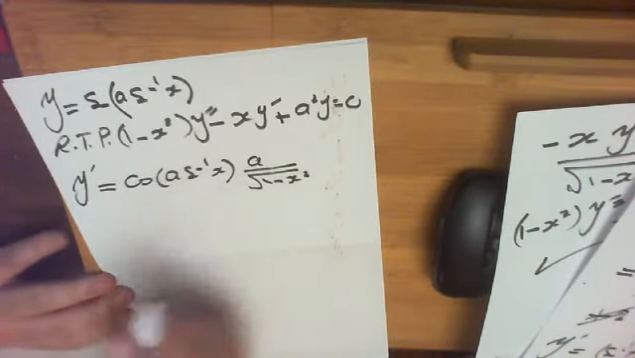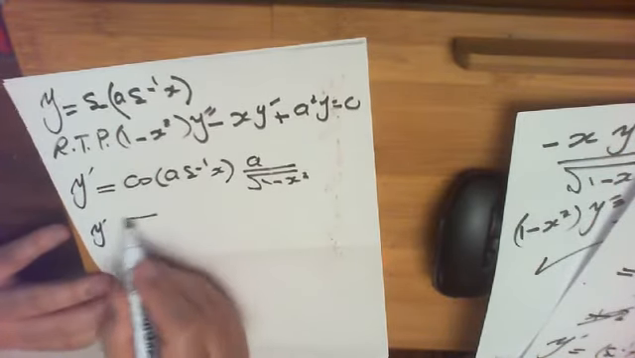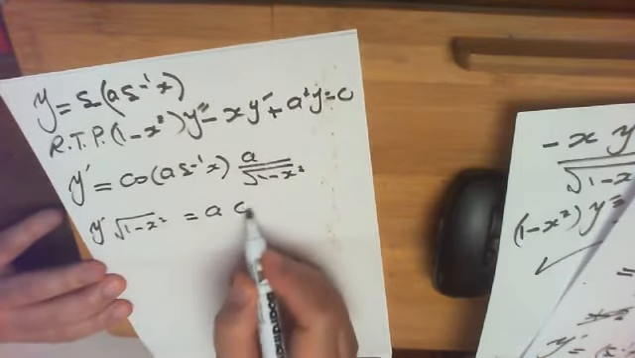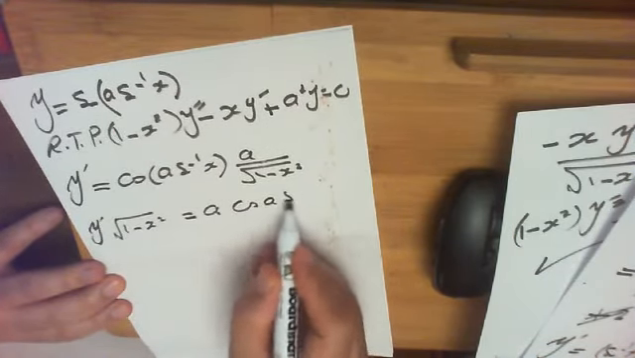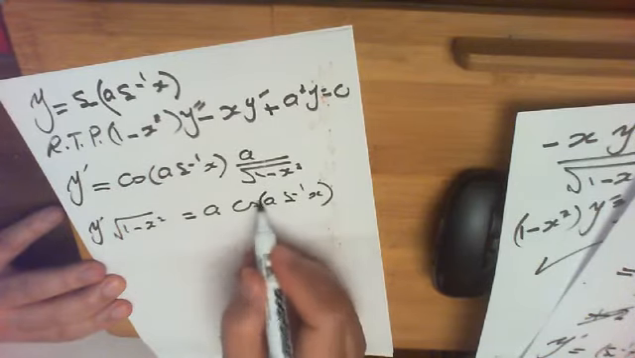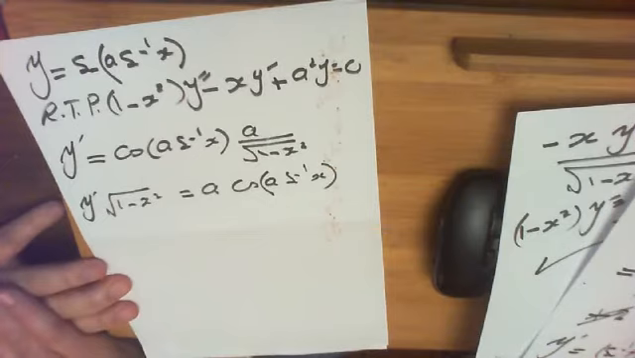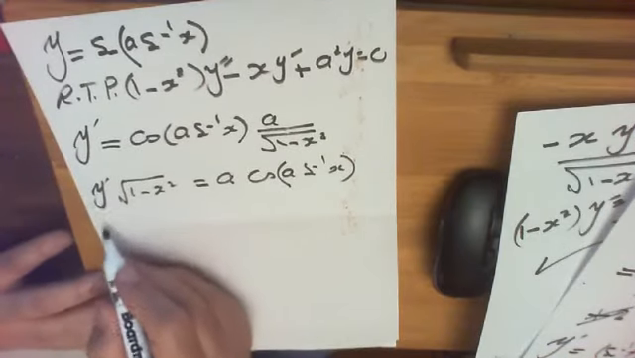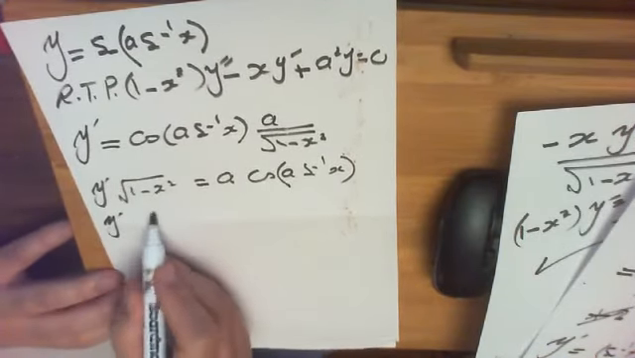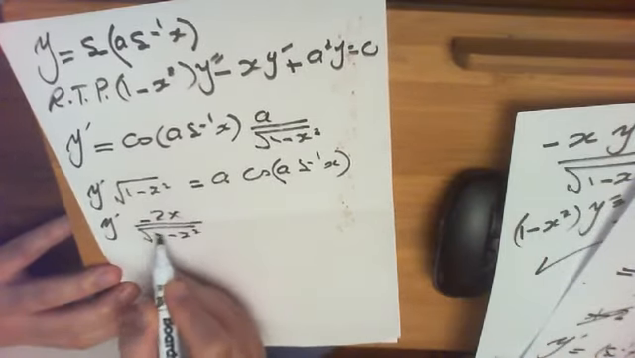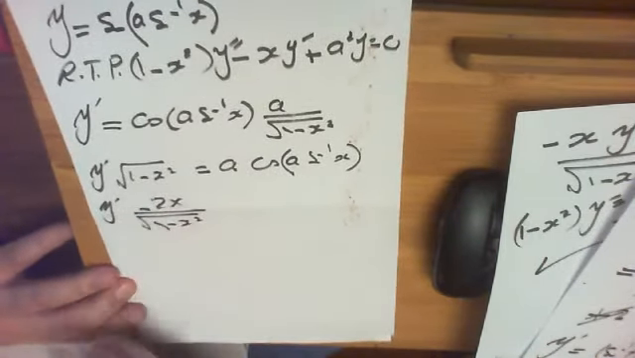Multiply both sides by the root. Okay? y dash times the root equals a cosine(a sine⁻¹x). Differentiate once more. Okay? y dash times minus 2x over the root of 1 minus x squared. This is the derivative of the root.